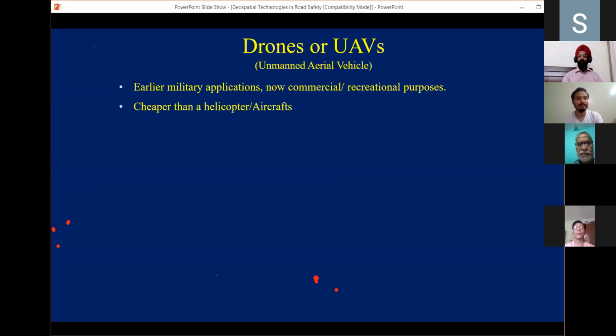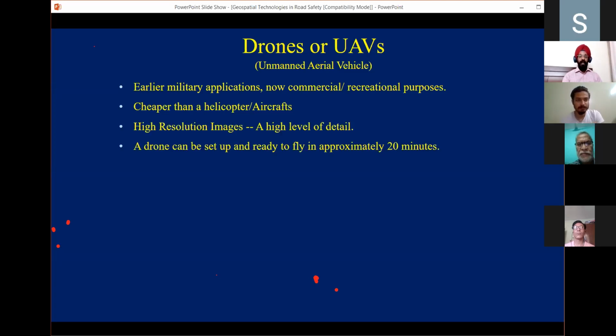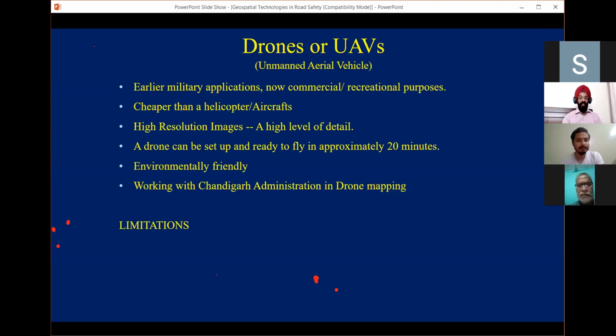Why do we use these drones? Because they are cheaper than a helicopter or aircraft, and give high resolution images. A drone can be set up and ready to fly in approximately 20 minutes. If I want to take aerial photographs, everyone knows how much time it will take and how much cost it will go. They are also environment friendly. Working with the Chandigarh administration on drone mapping, I have already discussed.